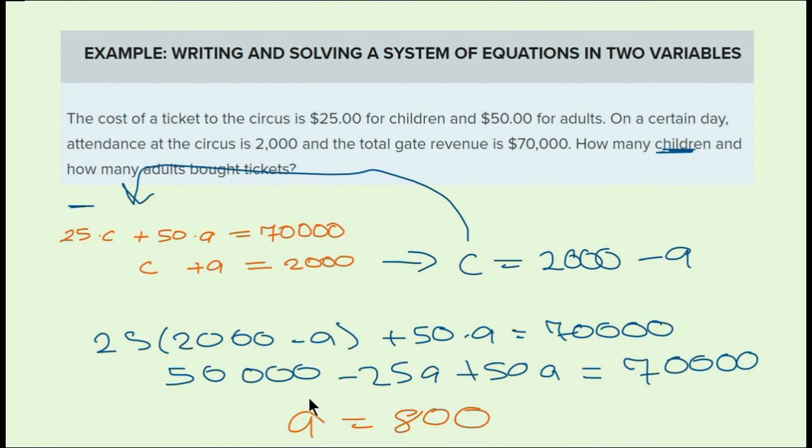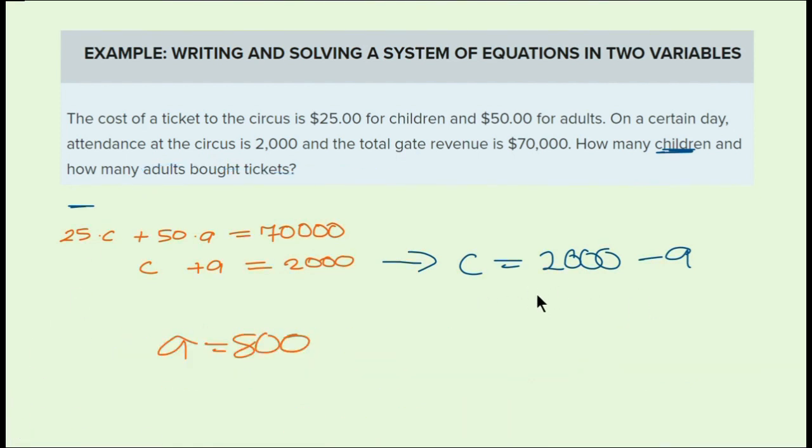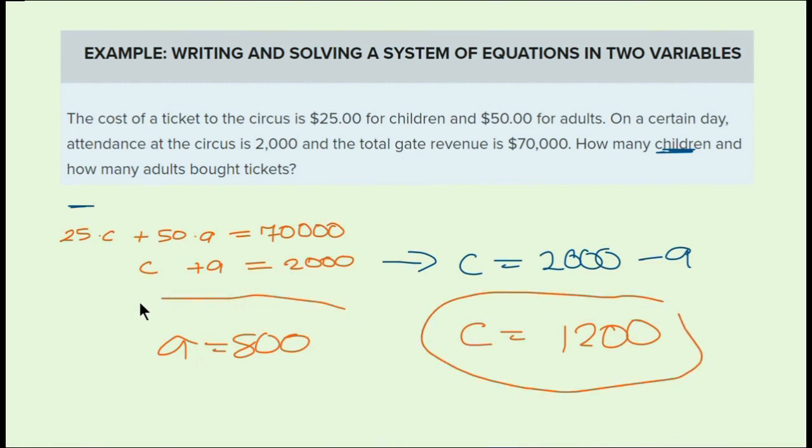Now we have found the amount of adults that were there on that day. So there were 800 adults. What about children? Well, we know the second equation that we have constructed. C is equal to 2,000 minus a. So children is going to be 2,000 minus 800, which is 1,200. There were 1,200 children and 800 adults in that circus on that day.